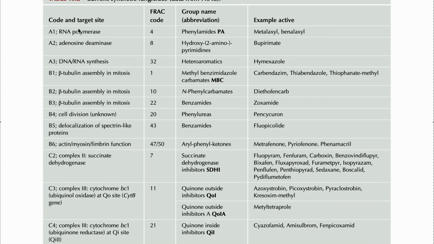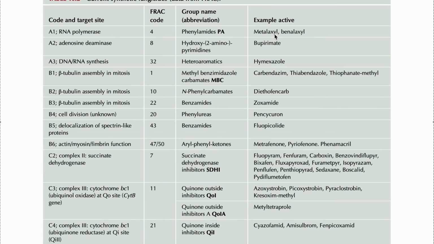So code and target site, such as RNA polymerase. Which fungicides target RNA polymerase? They are the phenylamides. So phenylamides is the group name, and their target site is similar to the mode of action or the site of action. Okay, they target the RNA polymerase activity and inhibit the function of the pathogen. So what are the examples of such chemicals of phenylamide? Metalaxyl, benalaxyl.